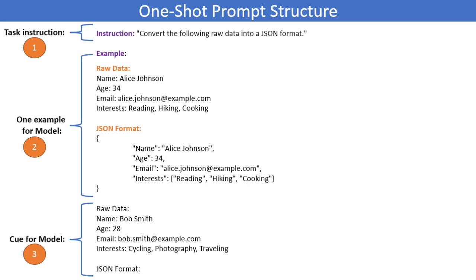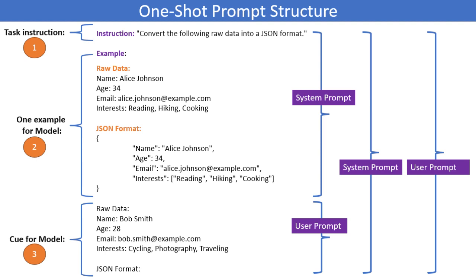And after the example, the third part of the prompt structure is the cue for the model, where you actually provide the actual user data which needs to be converted, and then you leave that prompt with the cue. You just say JSON format and leave the model to generate the remaining part, which is the final answer.